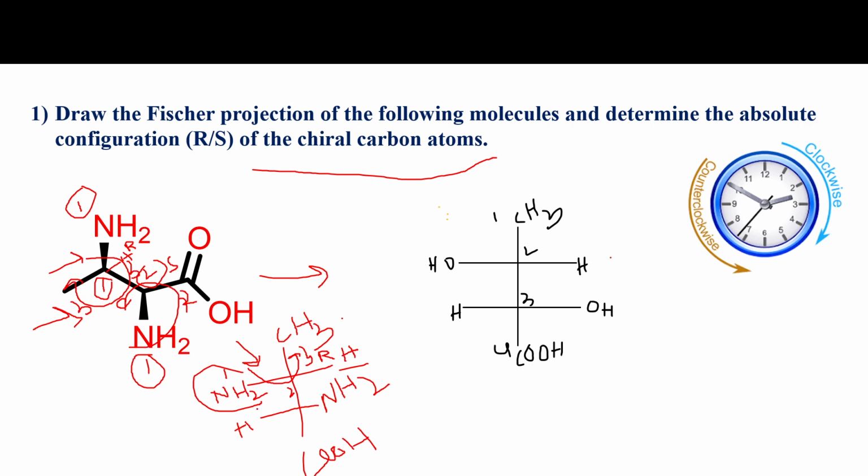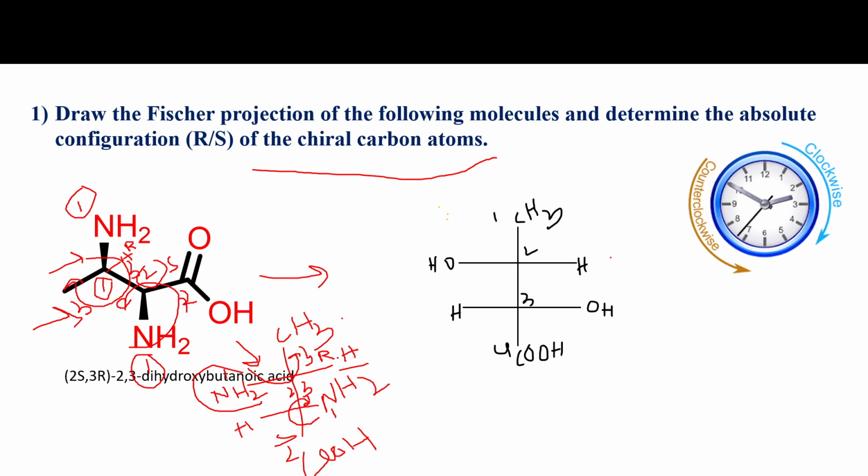So for this one, which will be the first priority? This one will be first, this one will be second, and this one will be third. And here the rotation of 1, 2, 3 is clockwise, and your fourth priority is horizontal, so that will be S. So above will be R, the one below will be S. So those two are matching. So what we have drawn is right, and we can give the RS nomenclature.